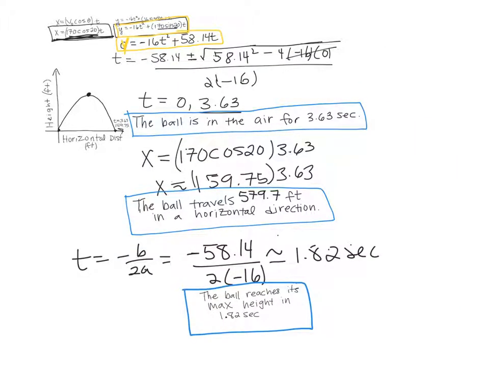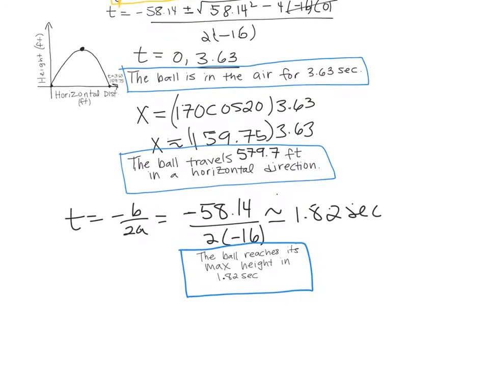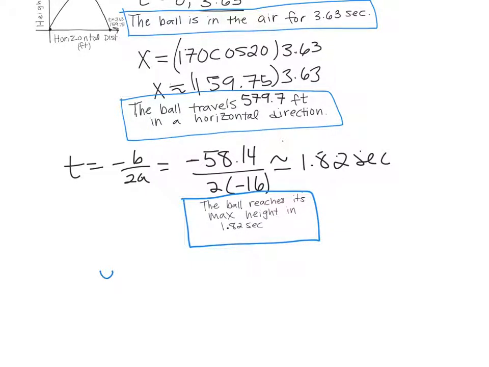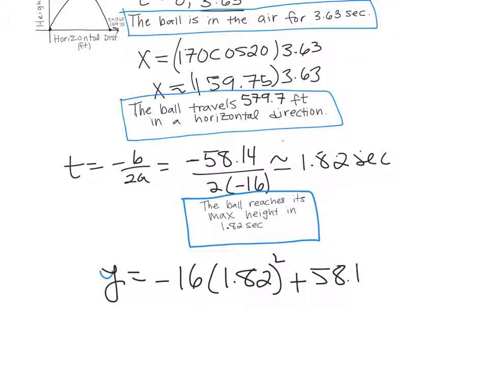And the last thing to do is to find, well, what is the height at that time? And so we need to plug that into our equation for y. So we have y equals negative 16 times t squared. We're going to put 1.82 in for our t, and then plus 58.14 times t, which is 1.82, and that gives us an approximate max height of, let's see, the maximum height is 52.8 feet.